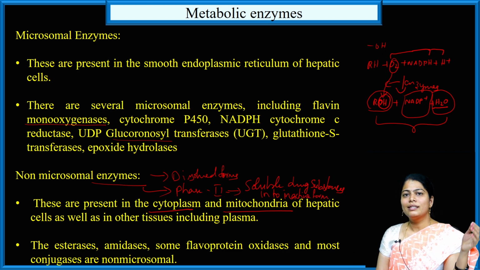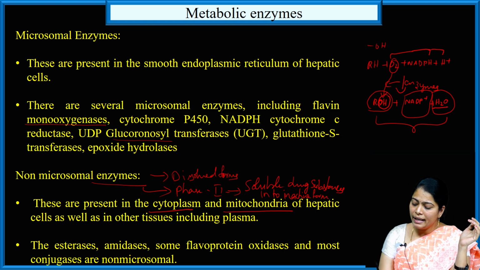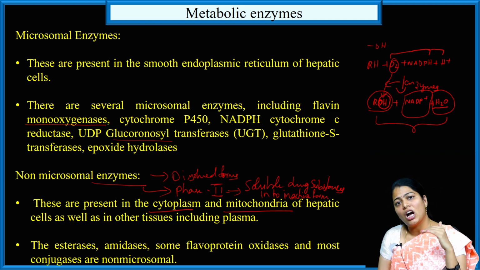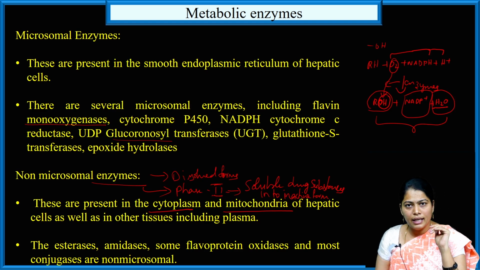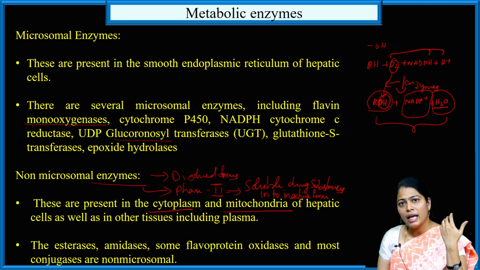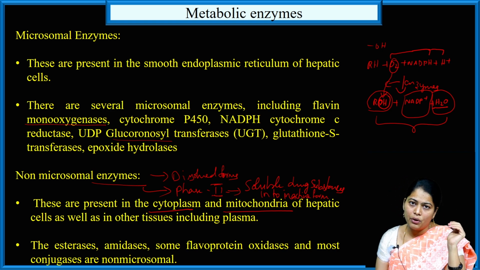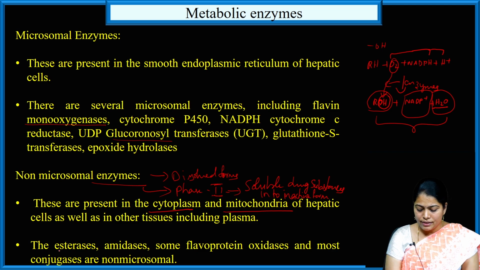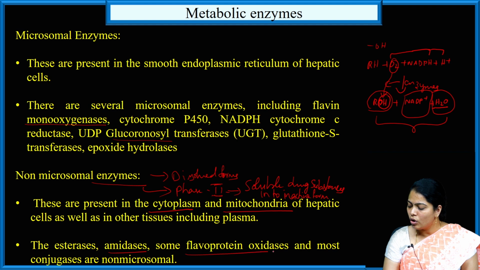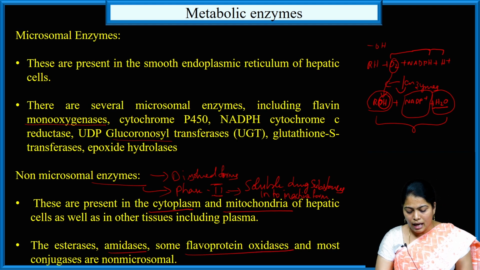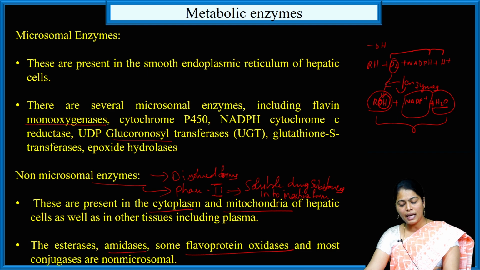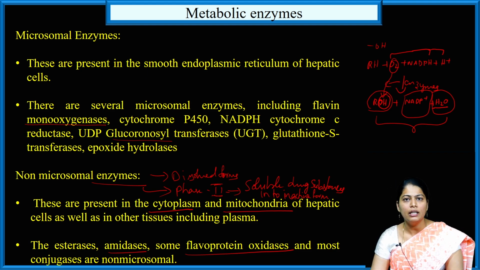Why are these non-microsomal enzymes mainly for phase 2 metabolism? The drugs have already been converted into hydrophilic form in phase 1 metabolism, or by nature these drugs are in hydrophilic form. These non-microsomal enzymes undergo phase 2 metabolism and convert the active hydrophilic form of drugs to inactive hydrophilic form. Examples are esterases, amidases and flavone oxidases. Mainly these non-microsomal enzymes participate in conjugation reactions.